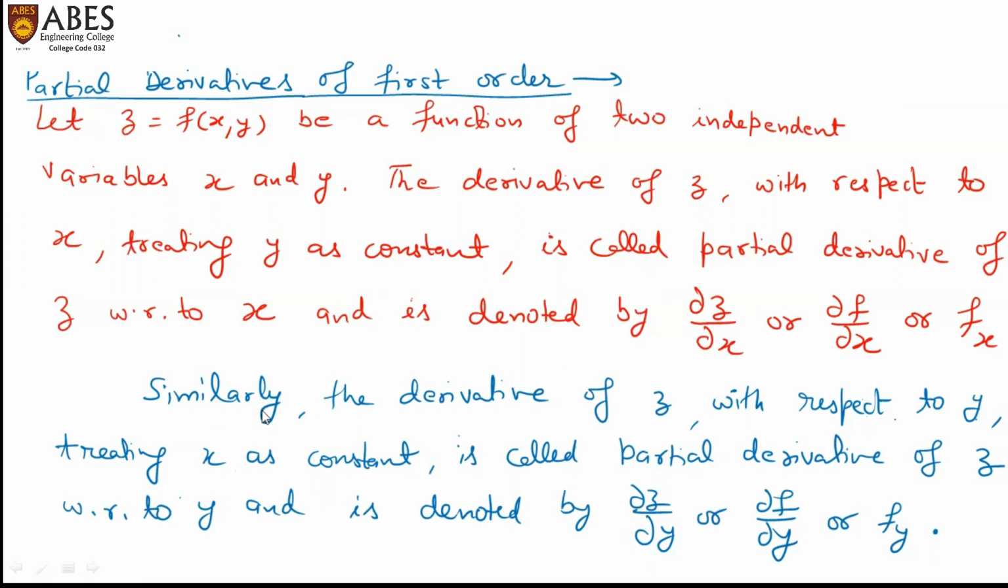Similarly, we can also find the derivative with respect to y. The derivative of z with respect to y, treating x as a constant, is called the partial derivative of z with respect to y, and it is also denoted by del z upon del y, or del f upon del y, or you can say f_y. Here this y is in subscript. Correct.